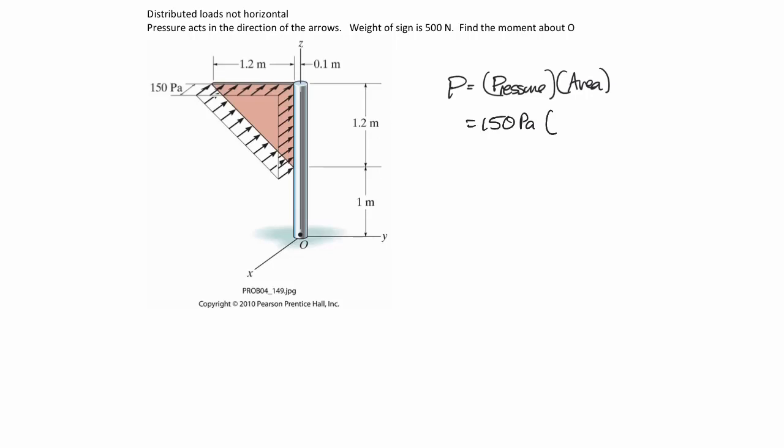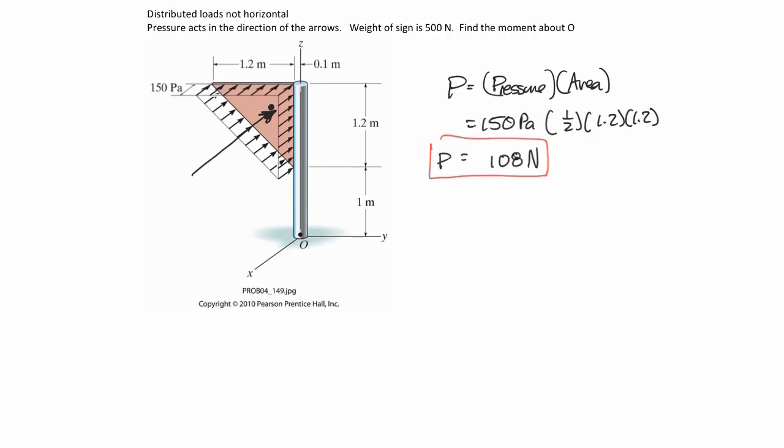So that is a triangular shaped sign, so that's going to be 1/2, and it looks like it is 1.2 meters on a side, and so I can get the total pressure here is equal to 108 newtons. Alright, where does that pressure act? Well, it acts in the direction of the arrows, and it's going to act in the centroid of that shape.